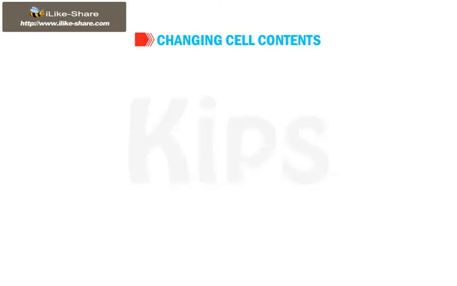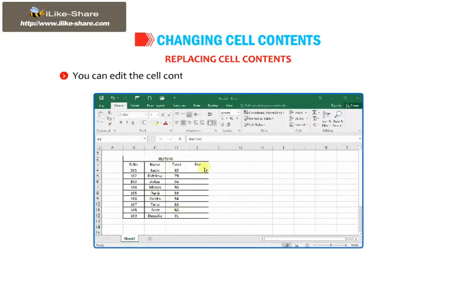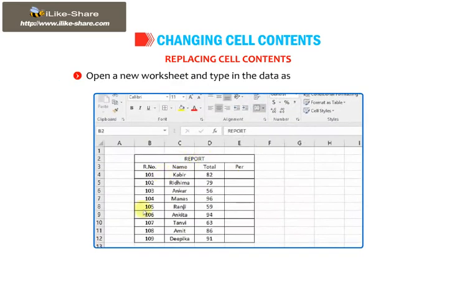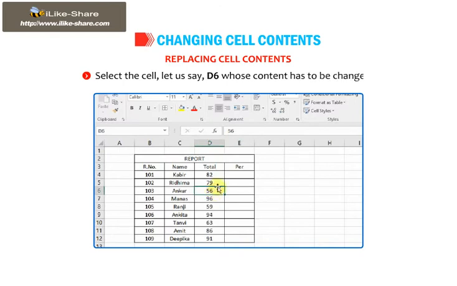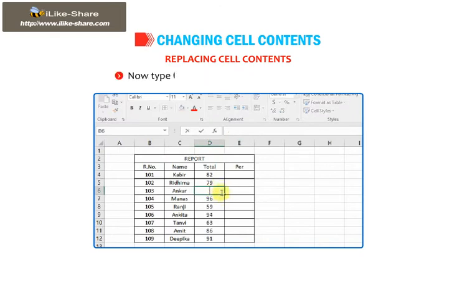Alright, now let us find out how to replace cell contents. You can edit the cell contents directly and replace them with a new entry. Open a new worksheet and type in the data as shown in the figure. Select the cell, let us say D6, whose content has to be changed. Now type 65 in that cell and press the Enter key. Note that the previous value 56 is replaced with 65. Similarly, try to change the contents of other cells.